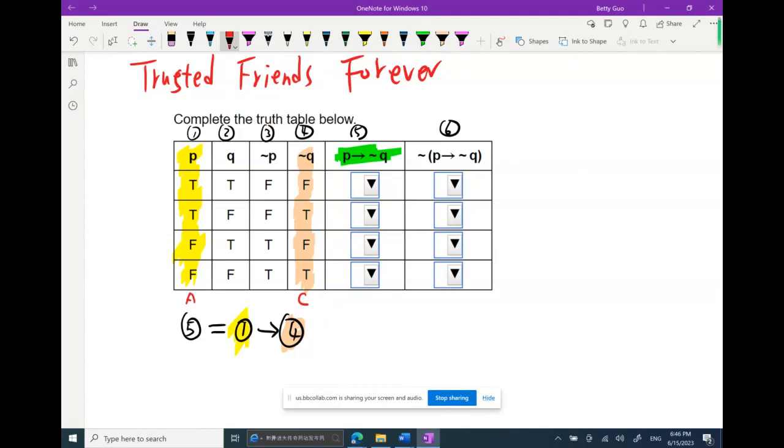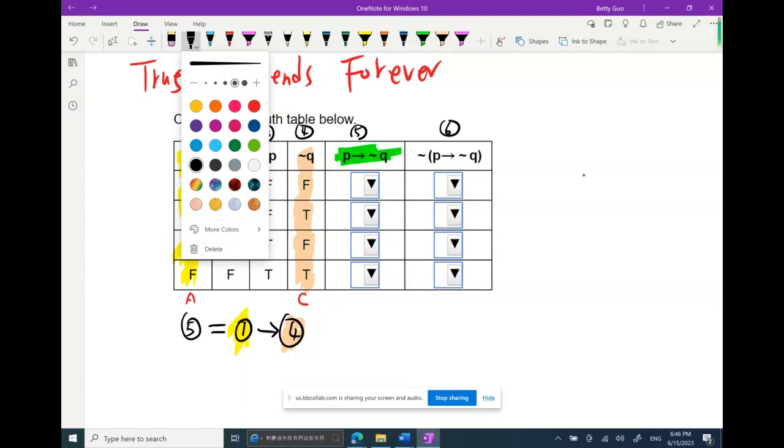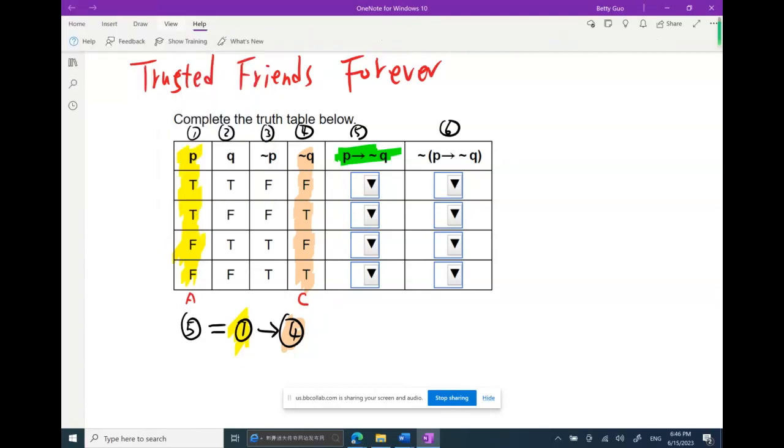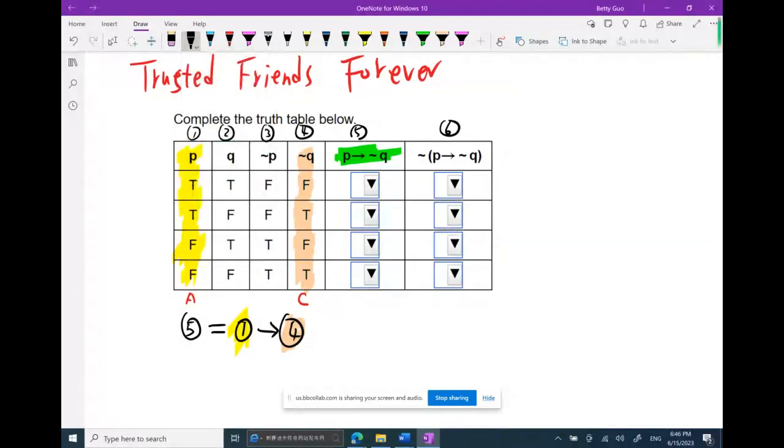Only when we have trusted friends, we got a forever. Why? Because we have trusted friends forever. The yellow is antecedent. Antecedent is true. Consequence is false. So the conditional is false.